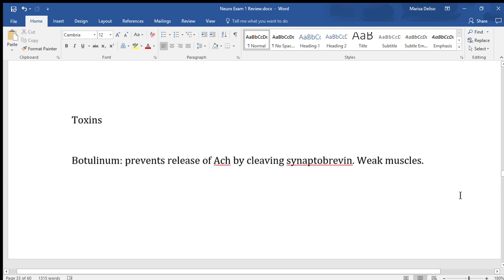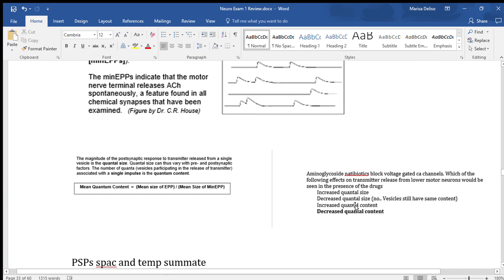Is there anything else? Oh yeah, I tried to use that calcium example: if you block the calcium, what's it going to affect? It would decrease quantal content.